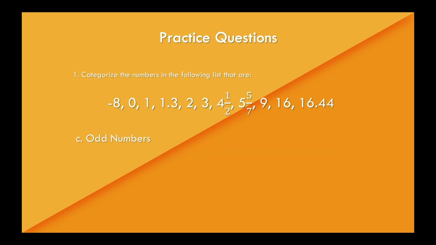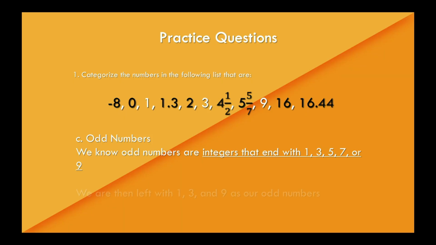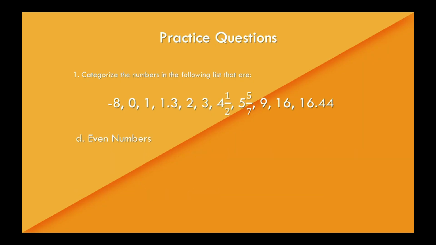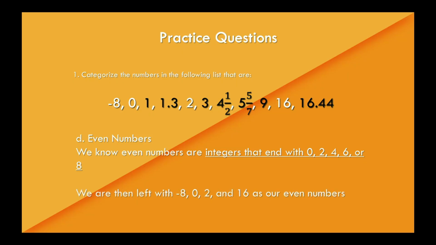Now let's look at odd numbers. We know that odd numbers are integers that end with 1, 3, 5, 7, or 9. So, using this, we can find our odd numbers, which are 1, 3, and 9. Now we're looking at even numbers. We know that even numbers are integers that end with 0, 2, 4, 6, or 8. So, following a similar system to what we did previously, we find that our even numbers are -8, 0, 2, and 16.